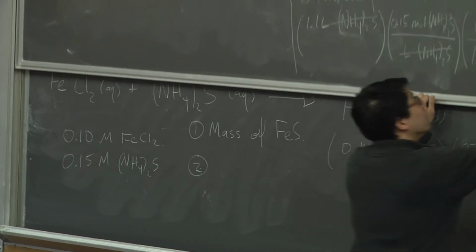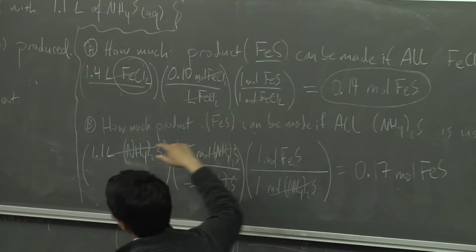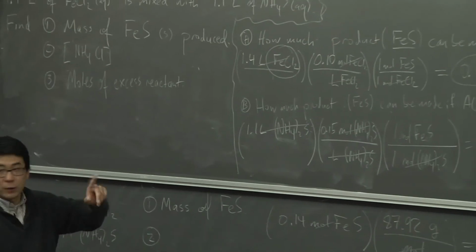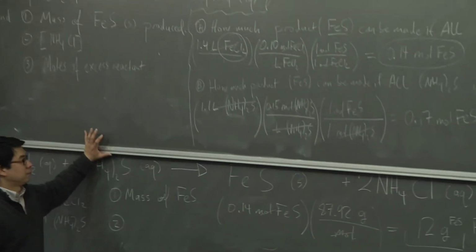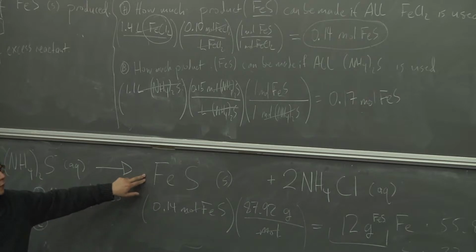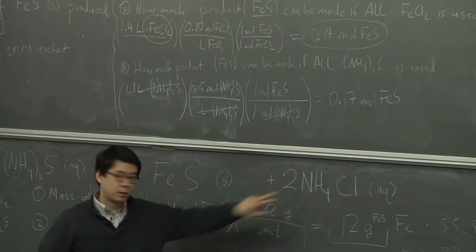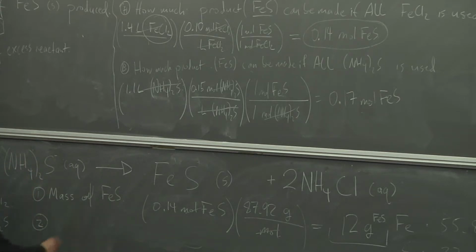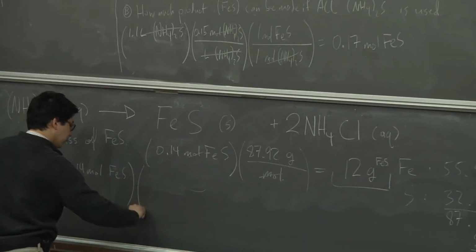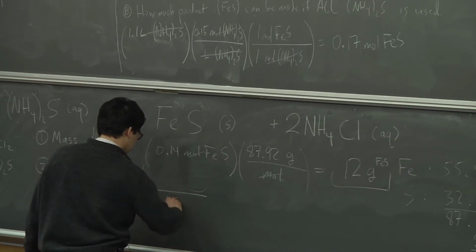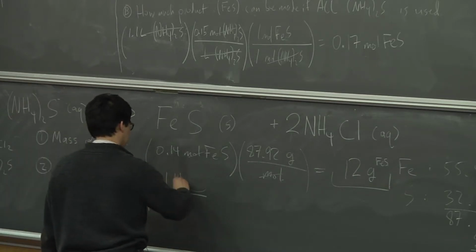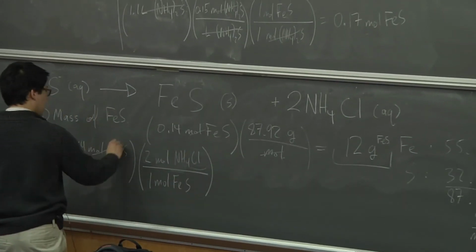Right, so we have this amount of moles of product, or we can find the moles of reactant of the limiting reactant. We have the moles of product, so let's use the moles of product. We can't use that moles directly. Why not? Because 1, 2. So if you made 0.14 moles of FeS, you used 2 times that. So we have 0.14 moles of FeS. 1 mole of FeS gives me 2 moles of NH4Cl.